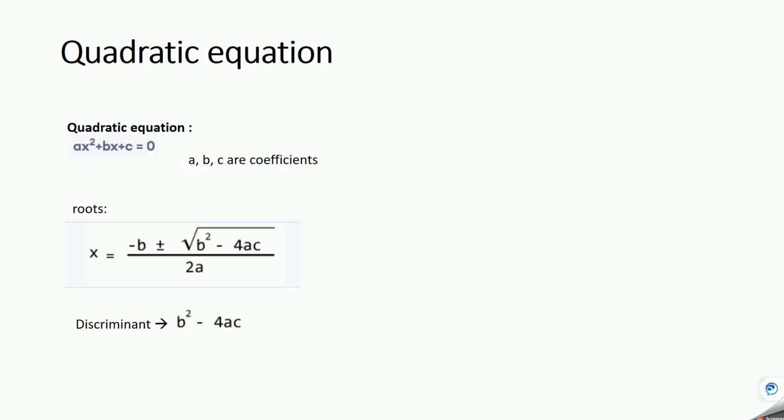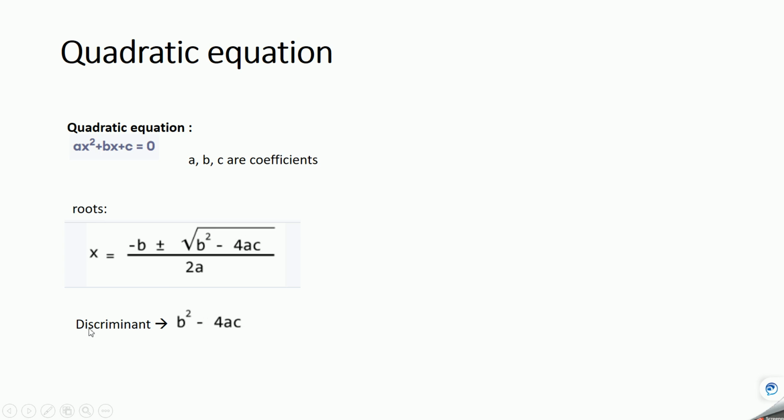So let's see. A quadratic equation looks like this: ax square plus bx plus c, where a, b, c are the coefficients of this quadratic equation. The roots of this quadratic equation are represented by this formula: x equal to minus b plus minus square root of b square minus 4ac, and this b square minus 4ac is called the discriminant of the quadratic equation.